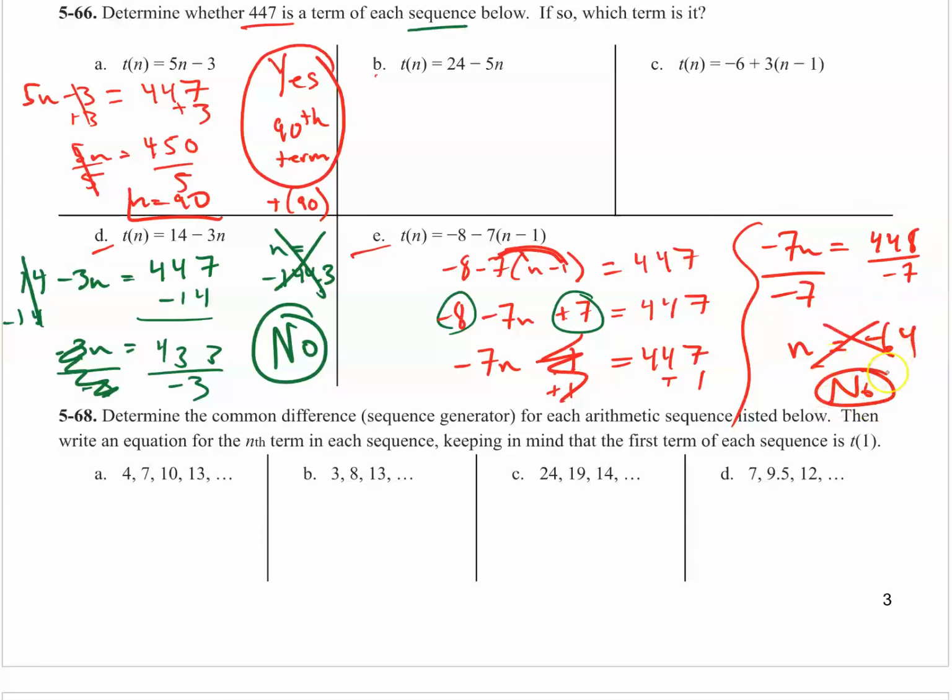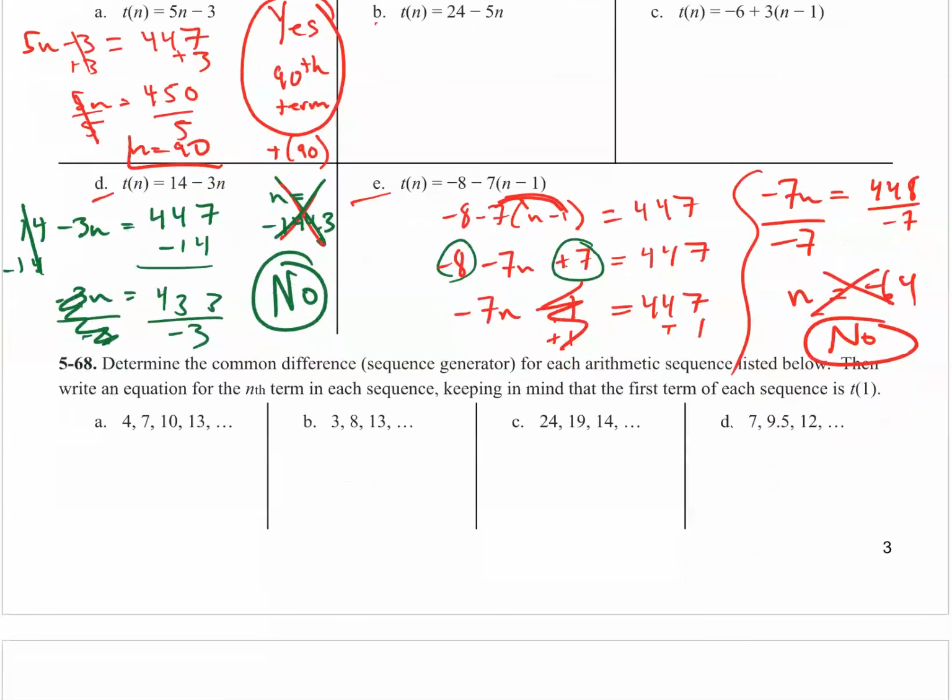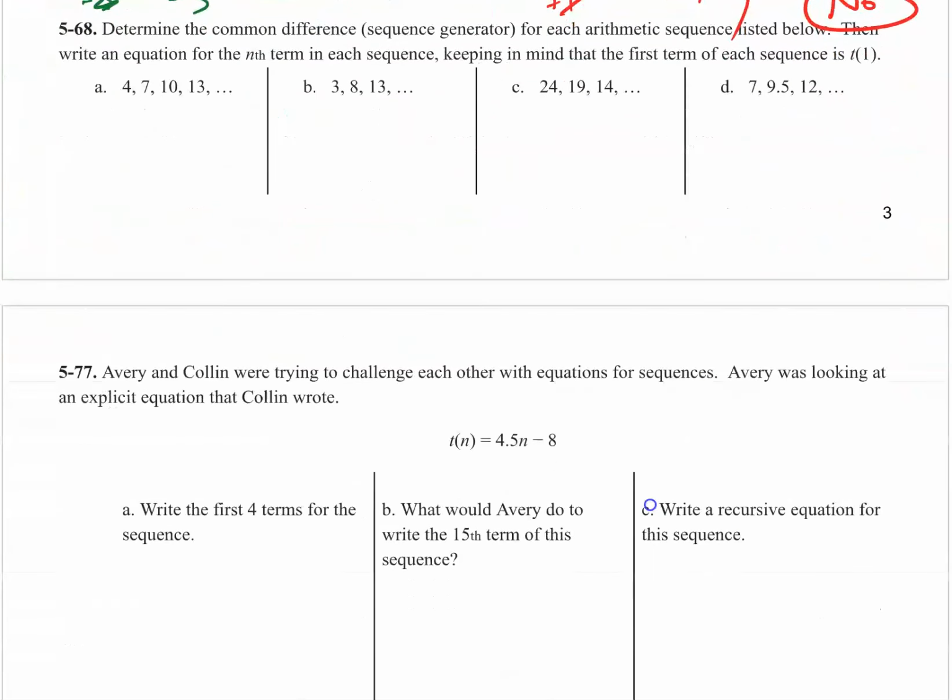And the reason is a sequence can only take in positive whole numbers. Remember, we're sequence, so if it's a positive whole number, then the answer is yes. But if it's not a whole number, or if it's not positive, then it's always no. You can't have a negative 64th term of a sequence. You can only have the first term, second term, third term, 90th term, and so on. So that one's a little tricky. This one is a little less tricky.